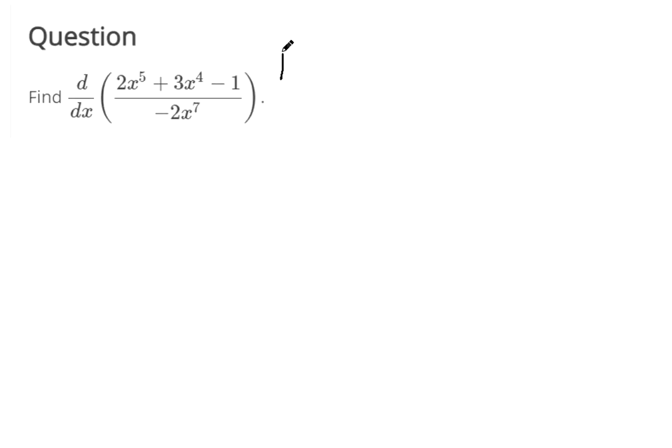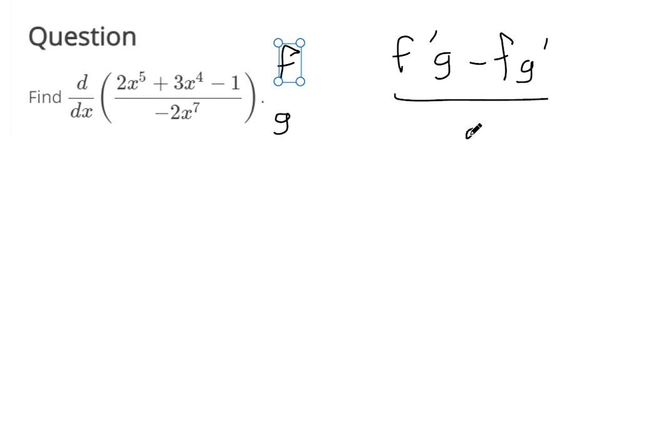You can use the quotient rule here. This would be your f of x, this would be your g of x, and so the derivative they're looking for would be f prime g minus fg prime over g squared. But personally, I want to rewrite algebraically. I think this could make our lives easier.